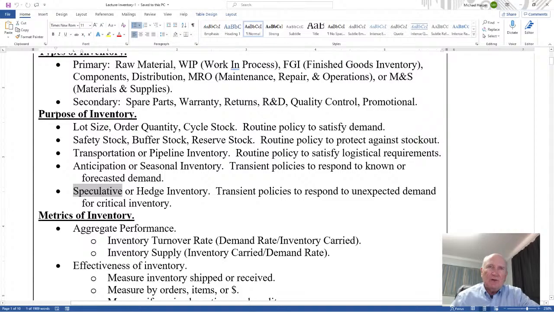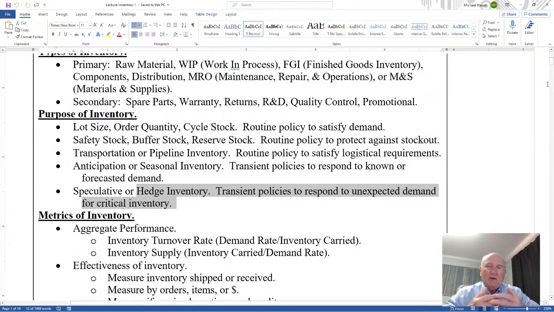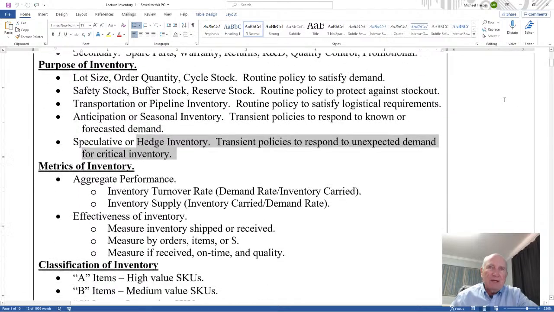Now, hedge inventory could be you're hedging for, say, critical inventory, where the risk of running out of inventory, the risk of stock out, is so great that you hedge against it by having critical inventory. For example, pharmaceuticals or drugs or medical supplies, because if you don't have that, then people will die. And so the risk of stock out is very high, and you have to make sure you do not have that situation.